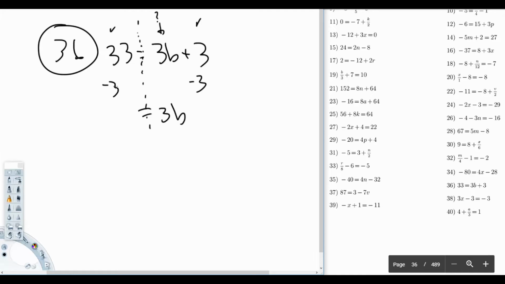3b. 33 minus 3 equals 30. All right, so 3b, how do we get rid of that 3? Well, we divide by 3. If you multiplied b by 3, to get rid of it, you divide by 3. And that equals, b equals 10.